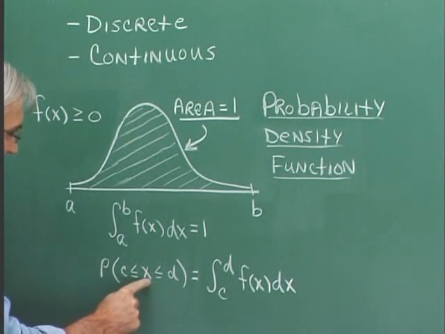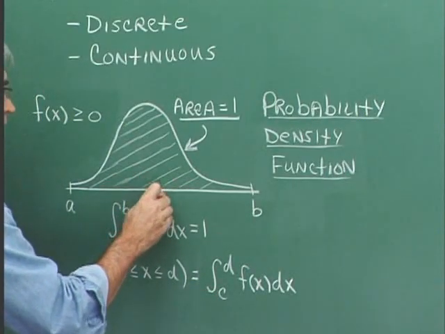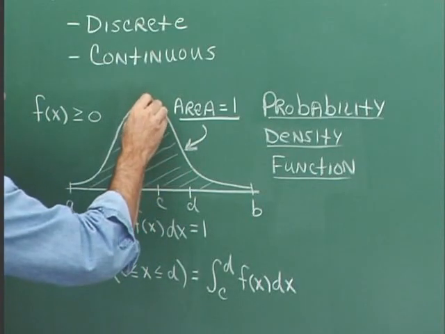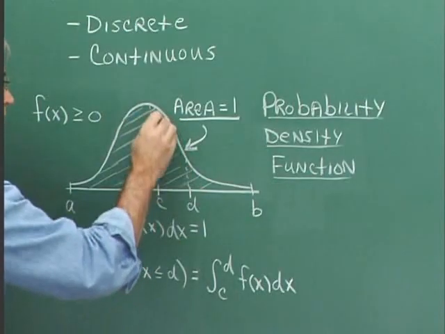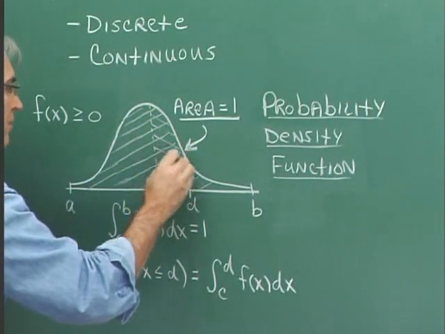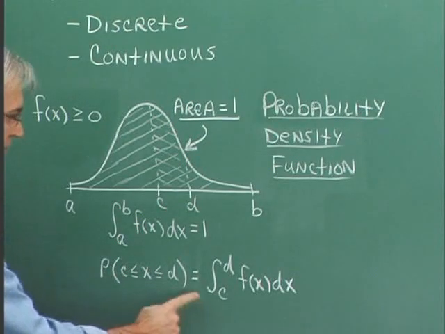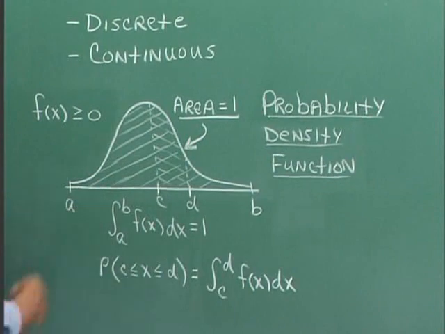The probability that x falls between c and d. Let's put a c and d in here, maybe here and here for c and d. You see, the probability associated with that is all about the area within this region. And that area is the integral from c to d of that function, you see. So we'll get to that in just a little bit.